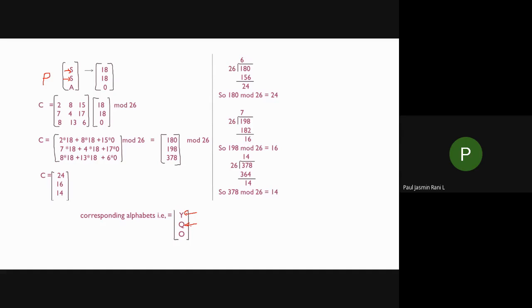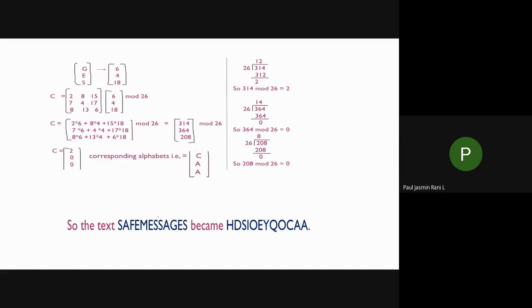Please make a note of this. And for the last plain text, GES, the answer is CAA. So this is your ciphertext CAA. So at last, for your plain text safe messages, you have to combine all your ciphertext, and you'll be getting the ciphertext HDSIOEYQOCAA. So this one will be your answer.